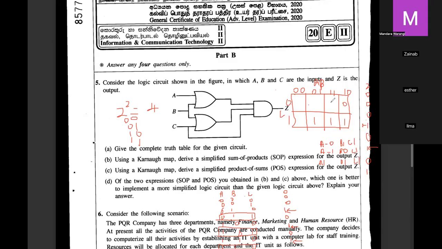Remember to fill the other places with 0. In the other places, you must insert zeros. That is a must, right? They check it in the exam, right?